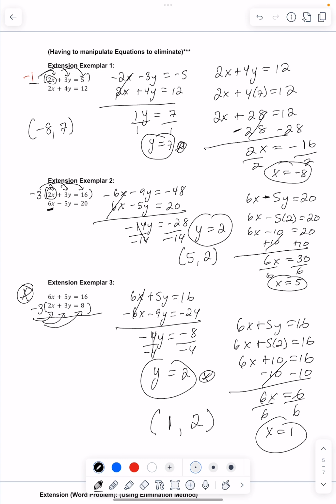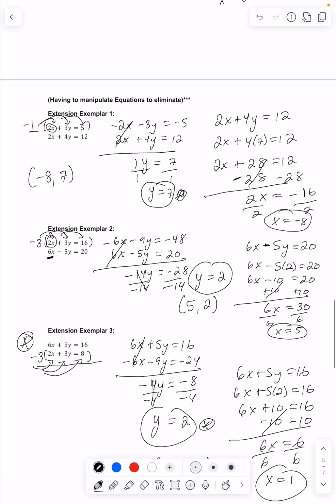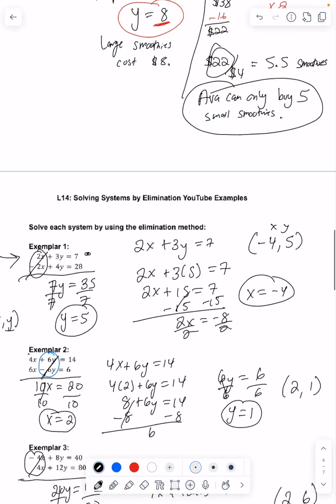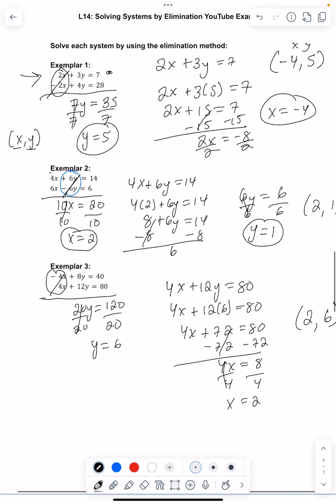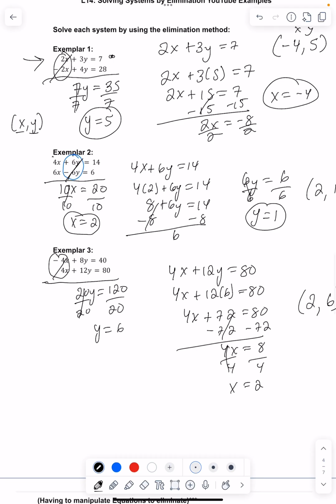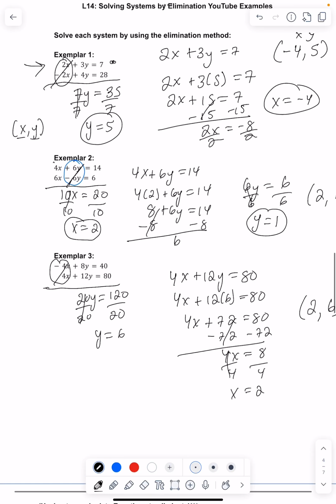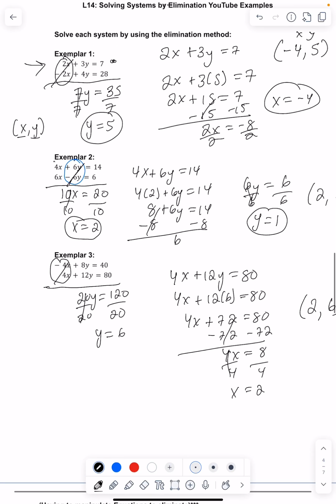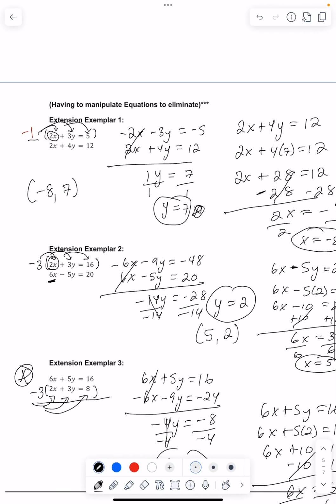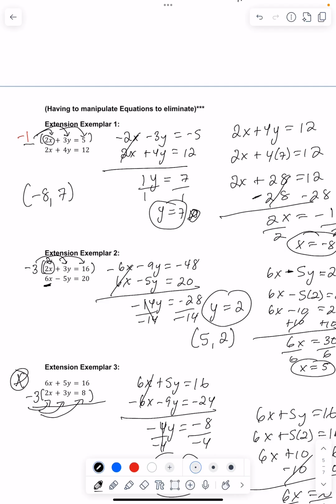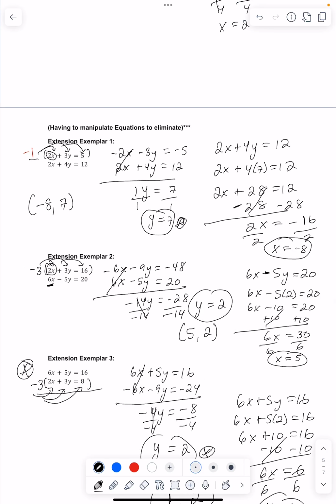So hopefully you can check your work, and that's what you got. Again, this is solving systems of linear equations through the elimination method. Remember, sometimes you have opposites already set up for you to eliminate. Sometimes you might have to manipulate the equation yourself. So pay attention to that. Hope that helps. This definitely will be on a quiz or on a test for this unit.